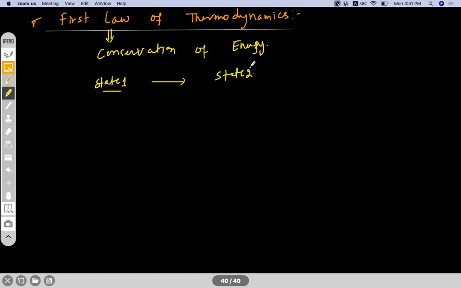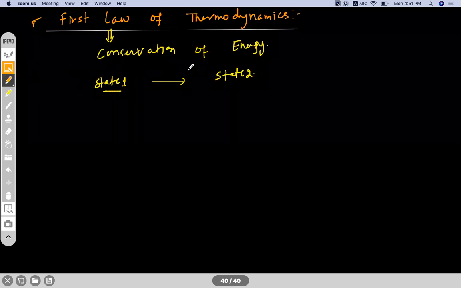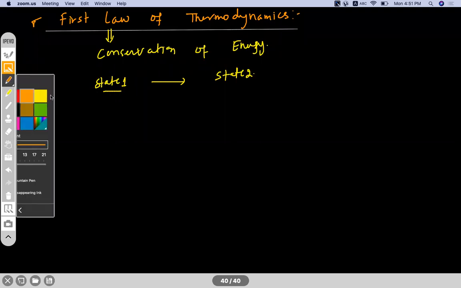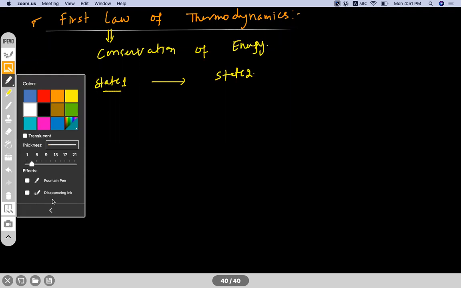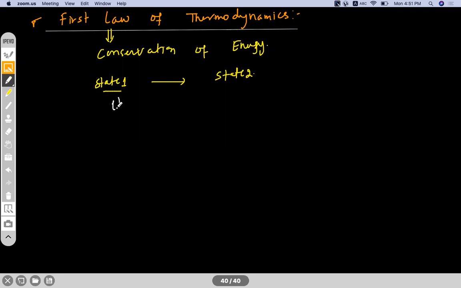We don't know what process it is, but there's a change in state by some process. So suppose we have the initial internal energy UI, and this is the final internal energy UF. The change in internal energy, delta U, is equal to UF minus UI.